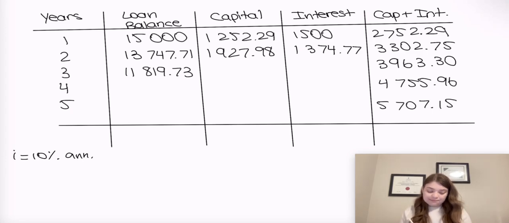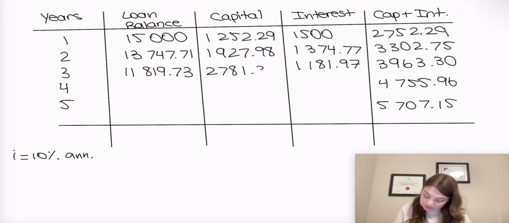$11,819.73. Okay, and now we're going to figure out the interest we have to pay on that. So multiply by 0.1 or 10%. And that tells us the interest we have to pay on that is $1,181.97. So then we're going to subtract that from our capital plus interest to find our capital. So subtract that from $3,963.30. And we get that the capital we paid off is $2,781.33.